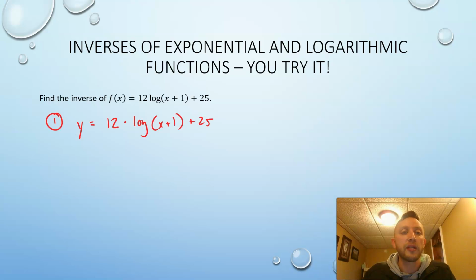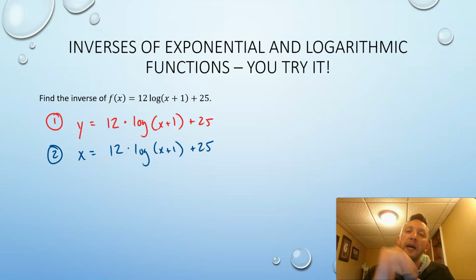So again, the first 2 steps are simple. We just change the f of x to be y equals, and then we switch the x and y values around. And I just realized here that that should be a y there. Okay, so the next step is we are going to change it to exponential form. But like I said, we can't do that until we get the log by itself.